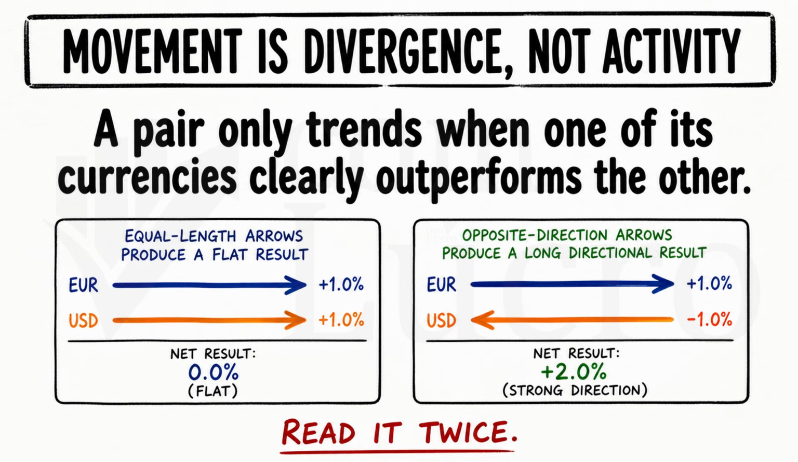So here's the sentence to keep from this video. A pair only trends when one of its currencies clearly outperforms the other. Movement on your chart is divergence, not activity. Read that twice, because it's the difference between blaming the market and understanding it. That one idea explains more dead charts than any indicator ever will.